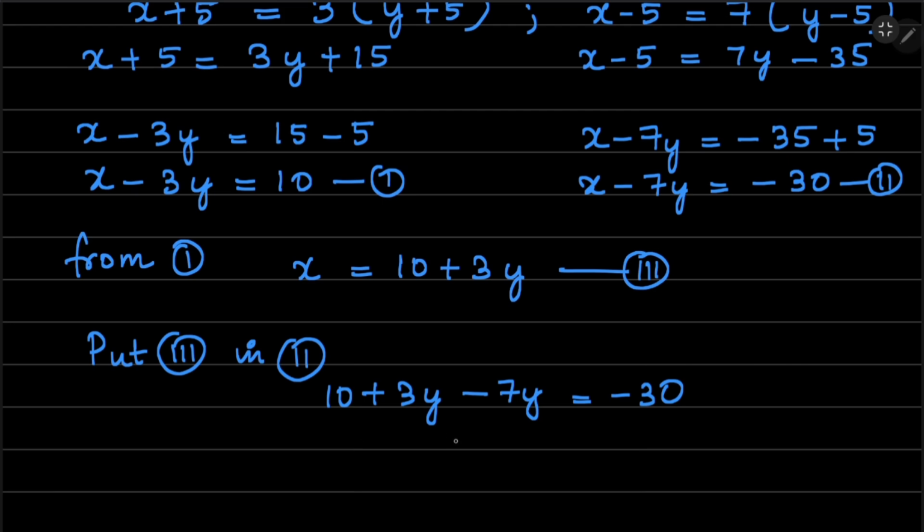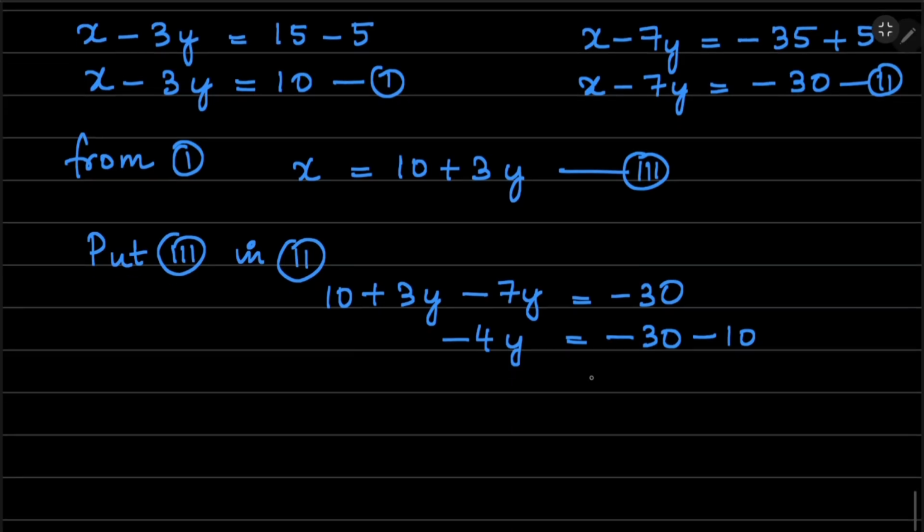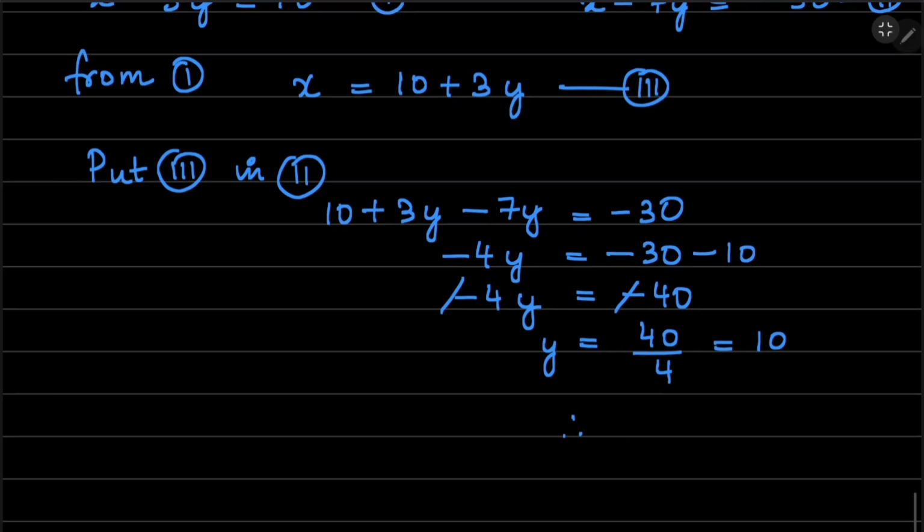What is 3y minus 7y? Minus 4y equal to minus 30 plus 10 goes to the other side. It becomes minus 10. This is minus 40, right? Minus 4y equal to minus 40, so minus minus gets cancelled. y is nothing but 40 by 4, which is 10. Okay, so you can write therefore y is nothing but 10.